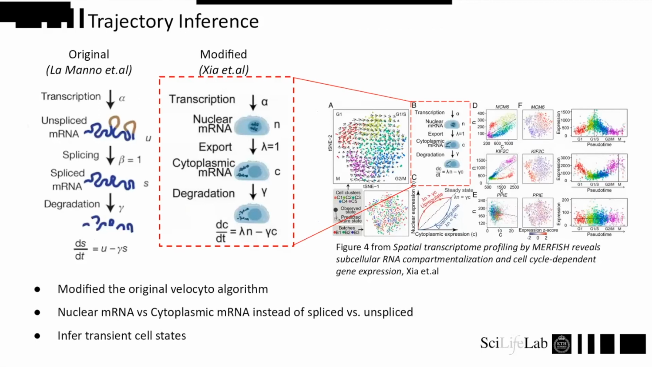Speaking of trajectory inference, I said that there were basically two ways of doing this. I am not super fond of treating spatial data as single cell data.